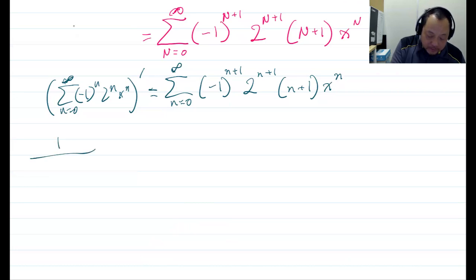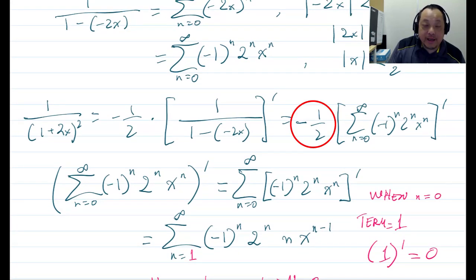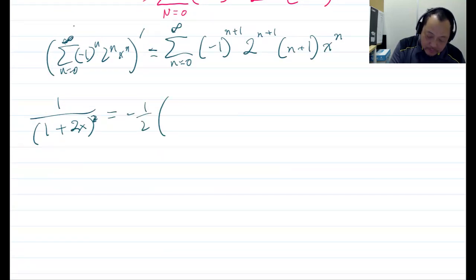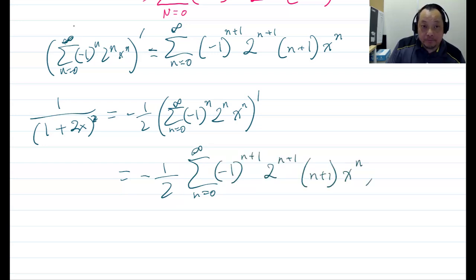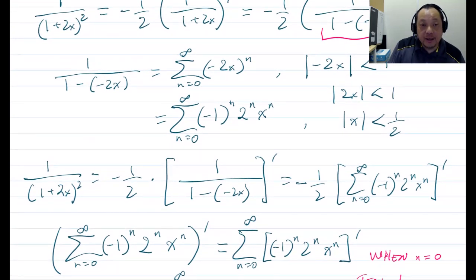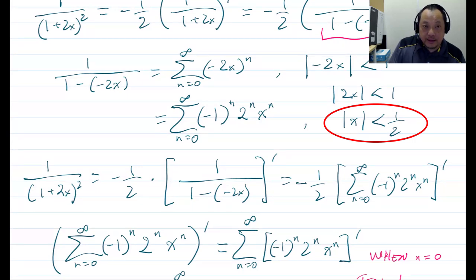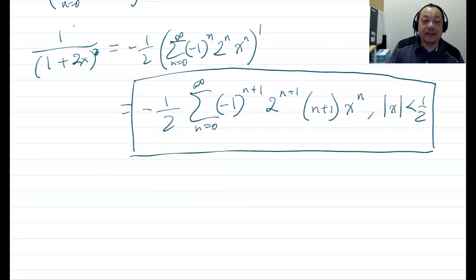The function that I want is equal to negative 1/2 times this derivative. And therefore, it is equal to negative 1/2 times this new series. And the interval of convergence is, let's go back, where did we find it? We found it here. The interval of convergence is absolute value of x less than 1/2. Therefore, that is my answer.